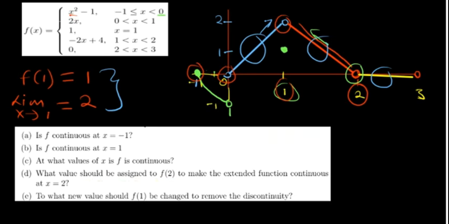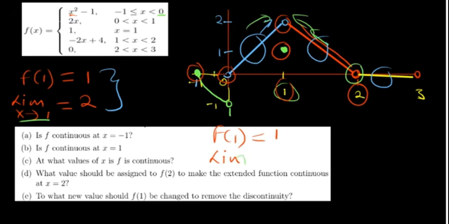And then finally the last one says, to what new value should f of 1 be changed to remove the discontinuity? What does that mean? So if you look at f of 1, you can clearly see that the function itself at f of 1 is 1. Okay, the limit we saw clearly. In fact, this is what I indicated here. The limit as x approaches 1 from both the positive and negative side is equal to 2. As we can see, they are all approaching 2 from the left and the right.